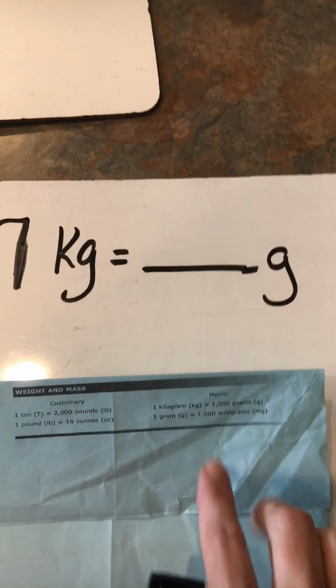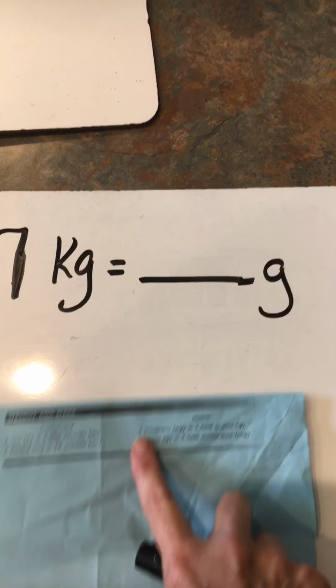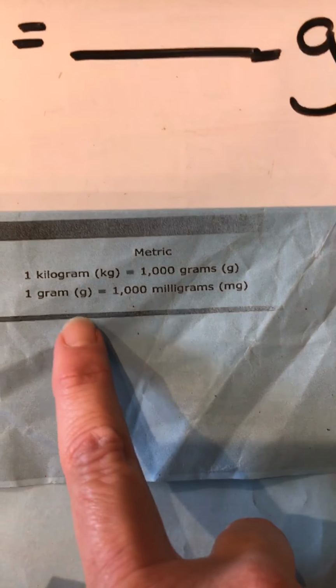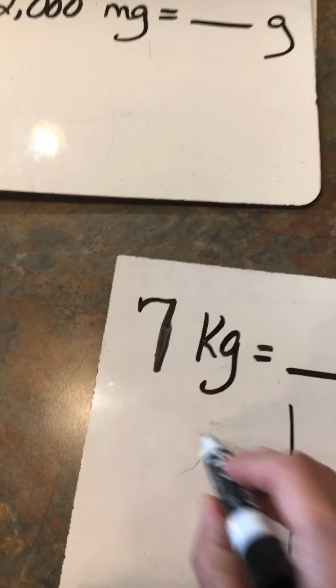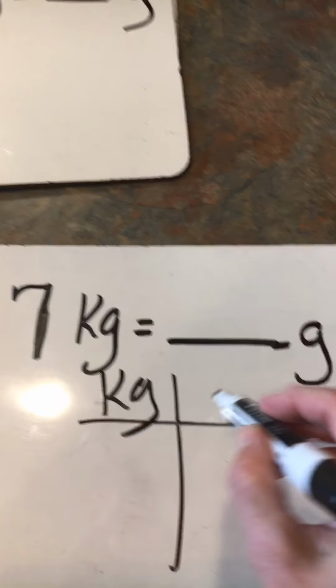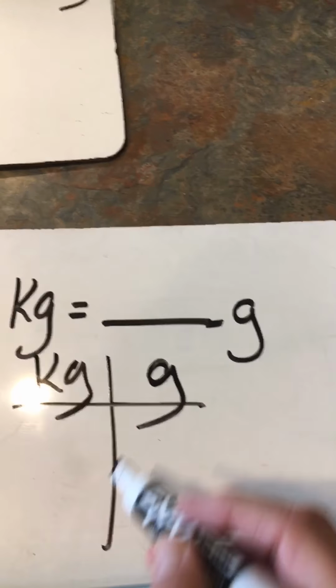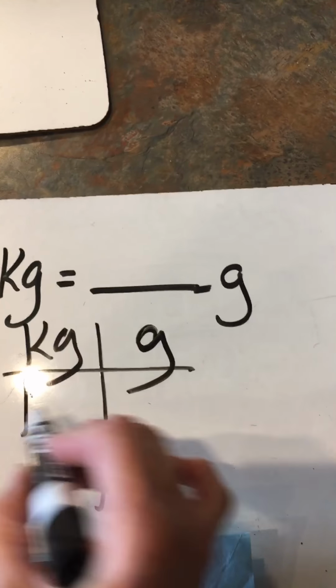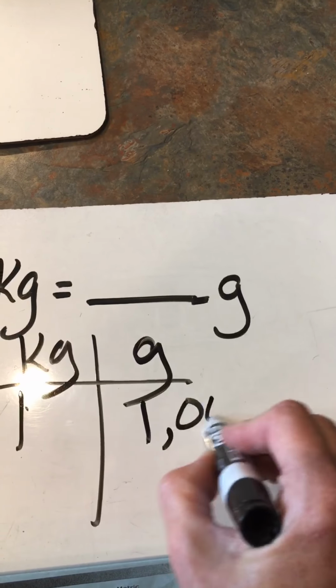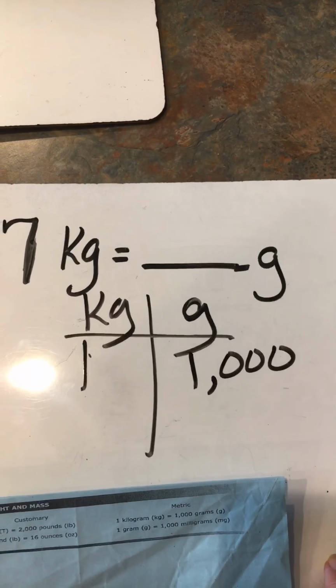So if we start, let's convert kilograms to grams. We're going to use this measurement here. 1 kilogram is 1,000 grams, so let's make our T-chart. Kilograms this side, grams this side. We just said it takes 1,000 grams to make 1 kilogram.